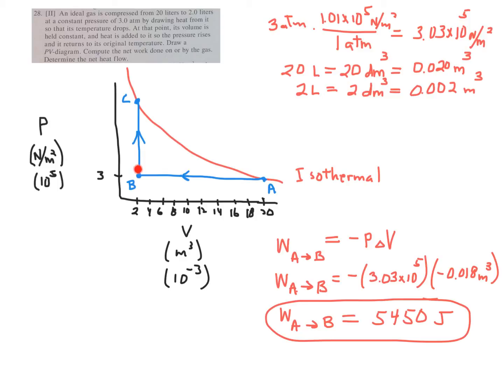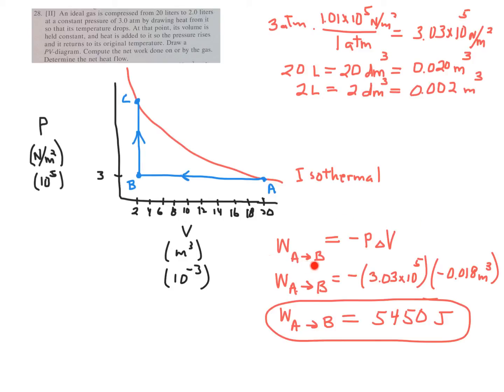From B to C, there's no work done on the gas. There's no area under that process, that line that I'm indicating right there, and you end up at the same temperature that you started with, on the same isothermal line. So there's the diagram with all the units converted into standard units. And so we're just looking at the work done from A to B.